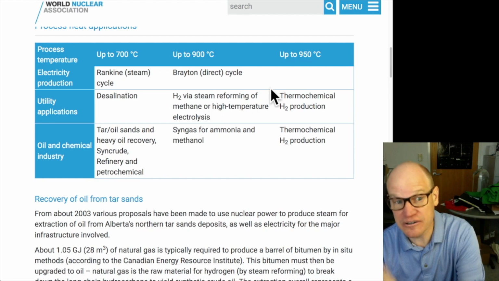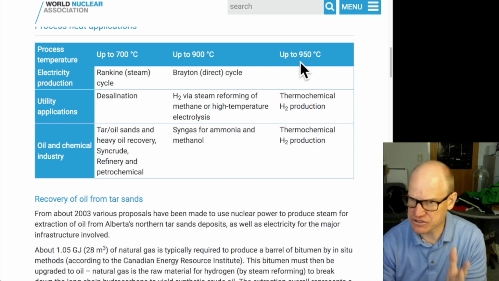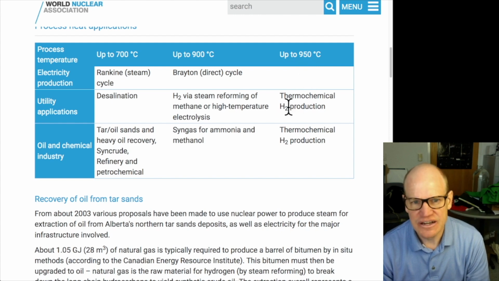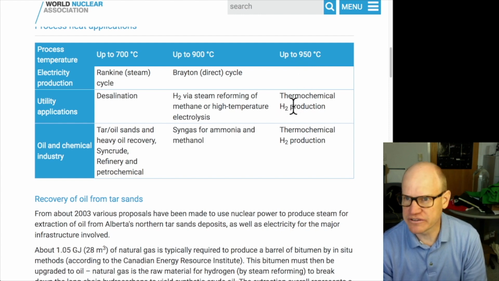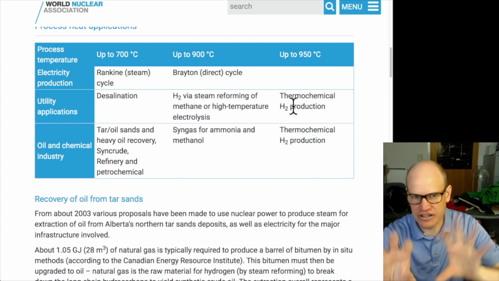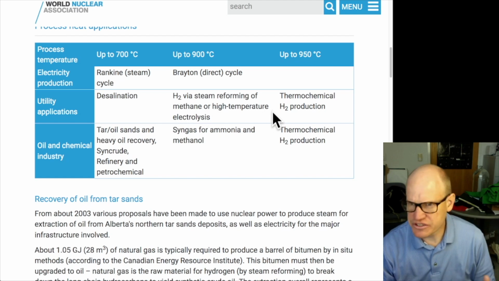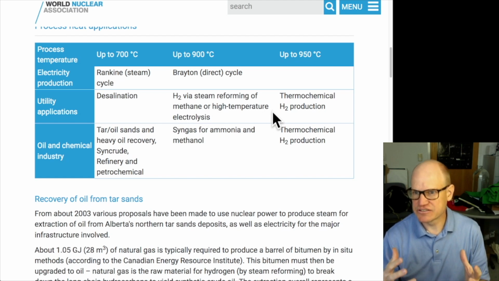And if you can go above 950, which is not easy to do, and the only thing that can go above 950 right now is the high temperature gas reactor, then you can get H2 production directly. You basically just put water in and it splits apart, and you get hydrogen and oxygen out of that mix. Now, what can you do with hydrogen? There are all sorts of things you could imagine doing with hydrogen gas directly.